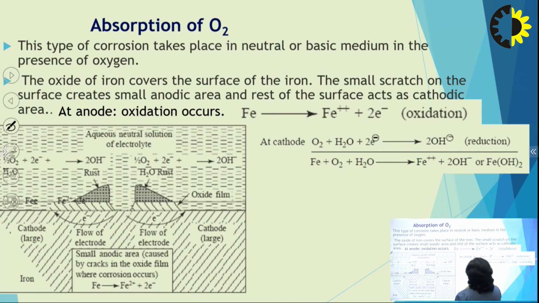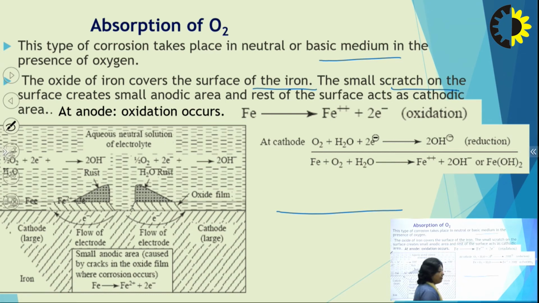So in the case of absorption of oxygen type of corrosion, what will happen? This type of corrosion takes place in a neutral or basic medium. Obviously, this is the more common type of corrosion. The oxide of iron covers the surface of iron, and then a small scratch. We are talking about the layers. There are very general methods we use to prevent corrosion. For example, galvanization is done. What is galvanization? Protecting iron with a zinc layer is galvanization.